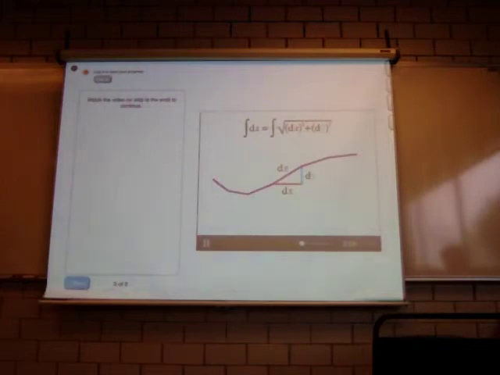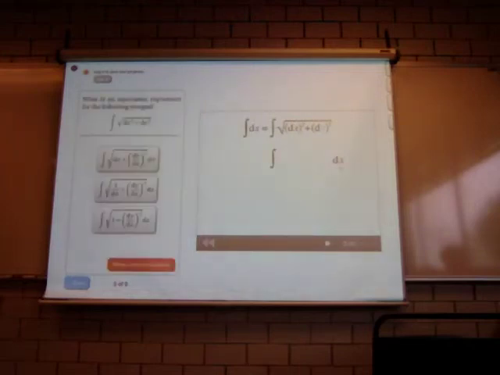Usually, we like to do integrals with a dx or a dy sitting out on the right. Try finding an equivalent way to write this integral on the right so that it has a dx sitting out here by itself.